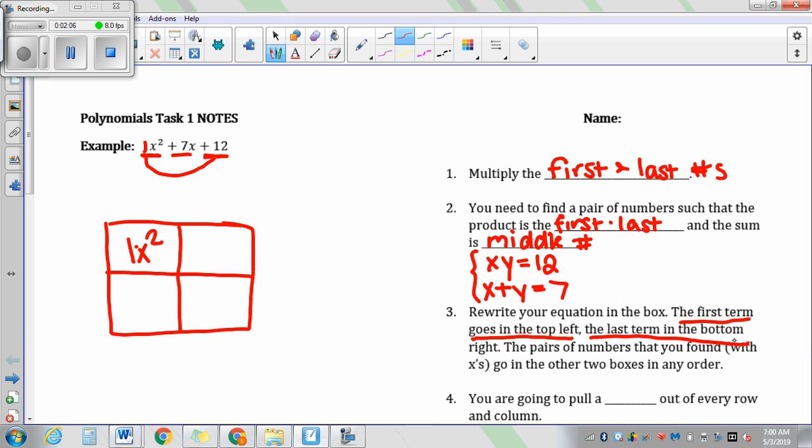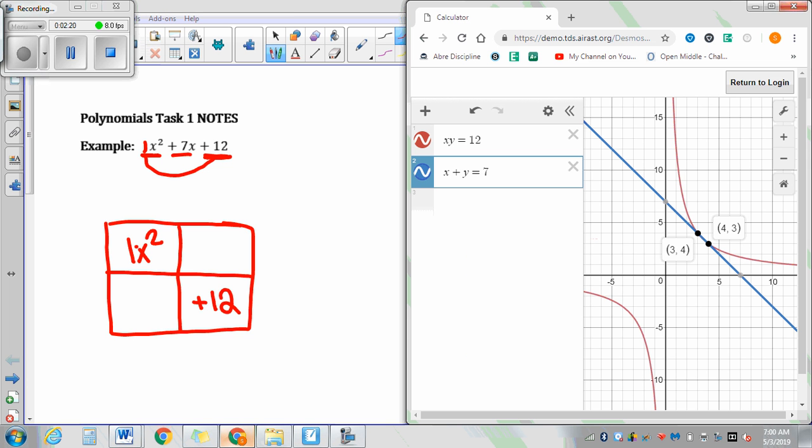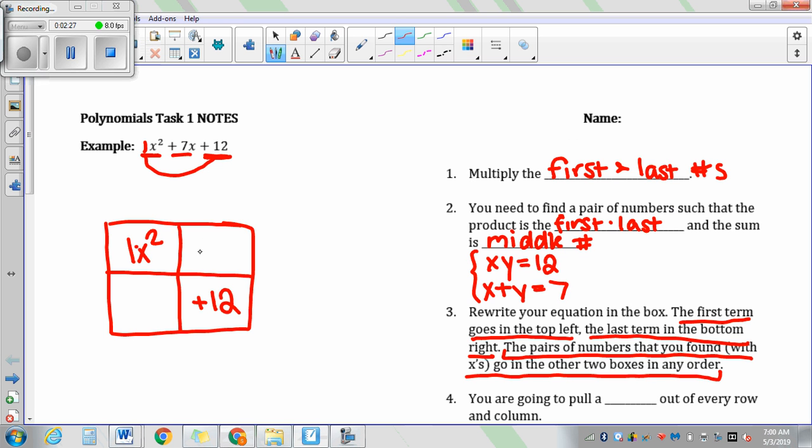The last term goes in the bottom right. The last term is this plus 12 right here. The pairs of numbers that you found with x's go in the other two boxes. So that's a Desmos question. When I went to Desmos and I found one of the crossing points, I got 3 and 4. So I'm going to put 3x and 4x.